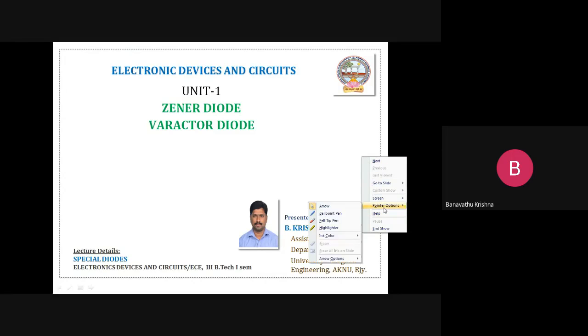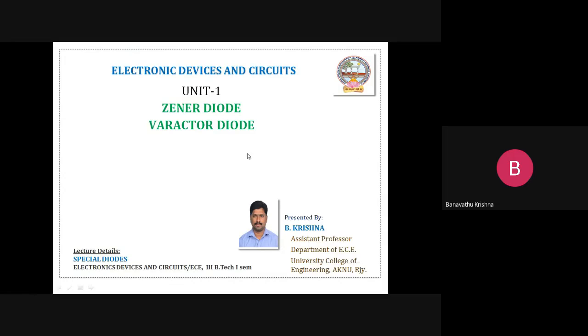So here, firstly, going with the Zener diode. Zener diode is one of the special diodes. It works in reverse bias condition. Similarly, it also works in forward bias condition, as well as a normal diode.